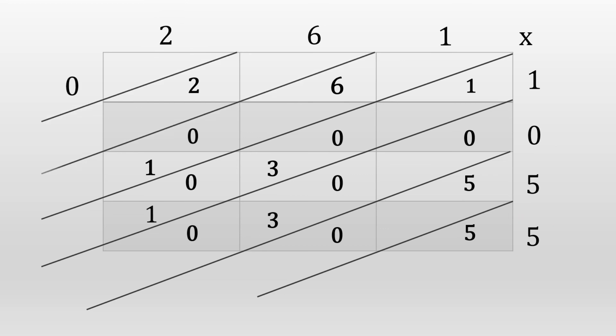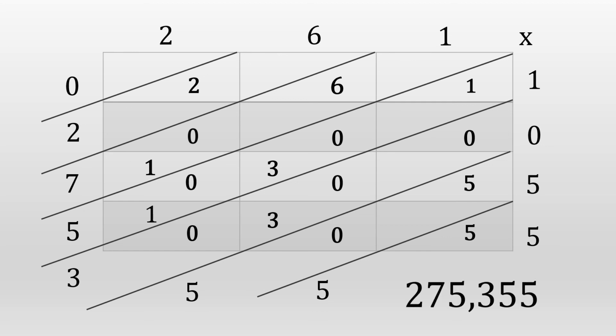In this row, 0. This row, 2. In this row, 7, 5, you get the idea. 3, 5 and 5. We carry all those numbers down, write them out, put a comma in for our 3 digits from the end. 275,355.